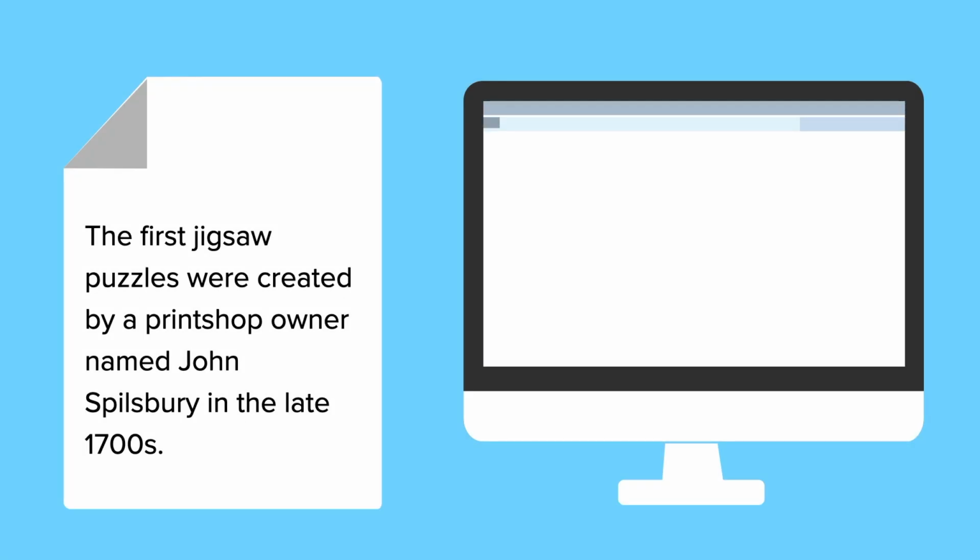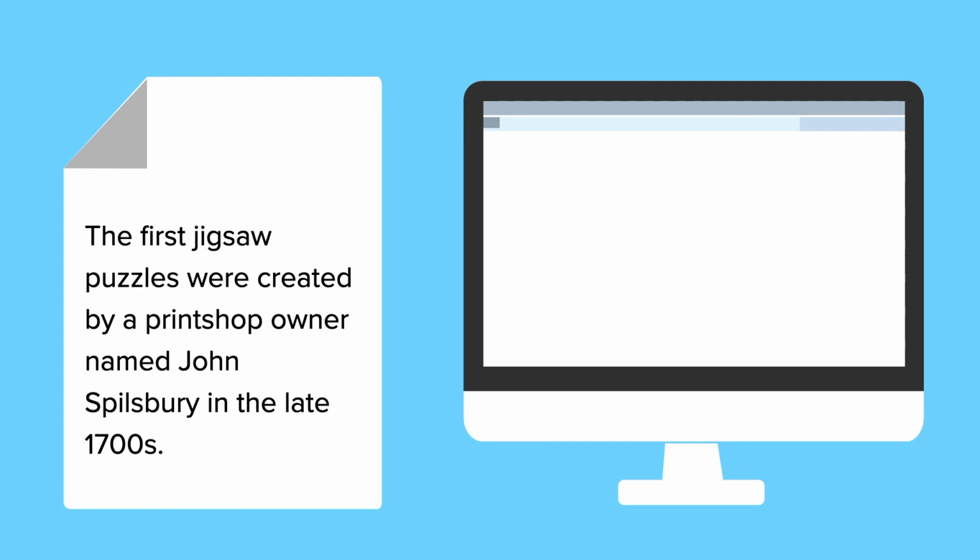Here's a sentence from a source that contains information that I might want to put in a paper. The sentence reads, "The first jigsaw puzzles were created by a print shop owner named John Spilsbury in the late 1700s." Now, what I want to do is take all of the important information from that sentence and then put it in my own words.